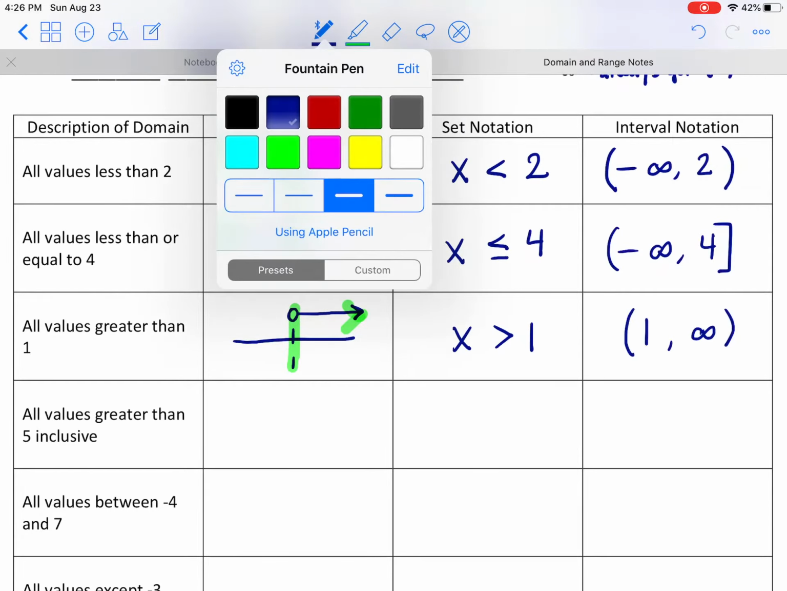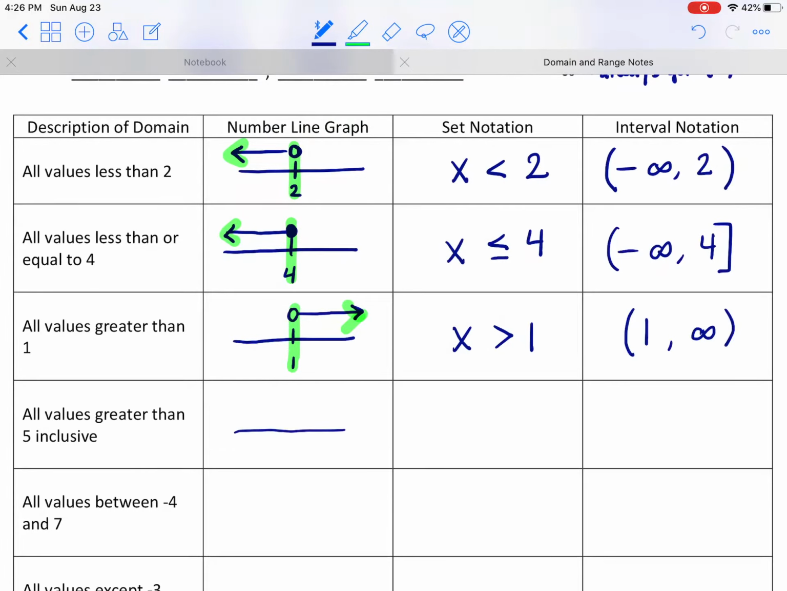So greater than 5 inclusive means we want to include the 5. So greater than 5 inclusive. Include the 5 and everything greater. So now we have all x's greater than or equal to 5. So this interval is going to start at 5, and it's going to go forever toward positive infinity. So left to right, we're going from 5 to positive infinity. Infinity gets a parenthesis, but this time we can equal the 5, so we say that with a bracket.